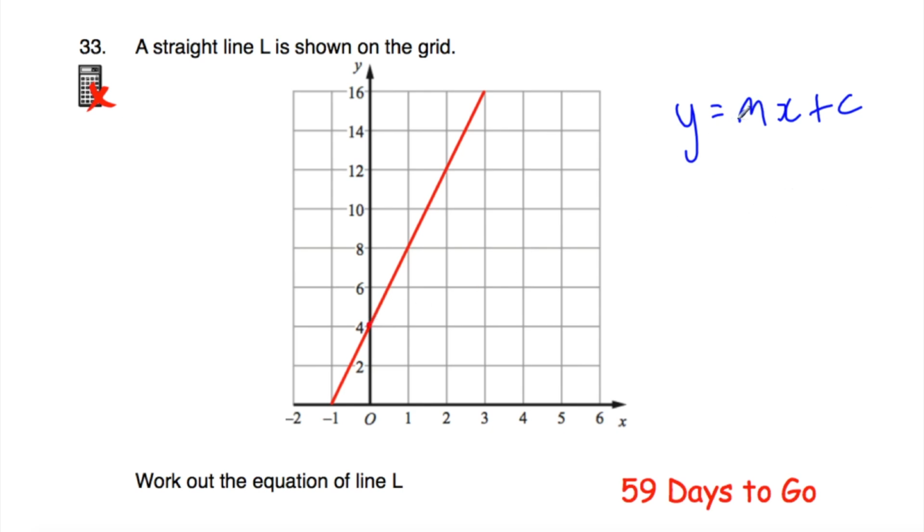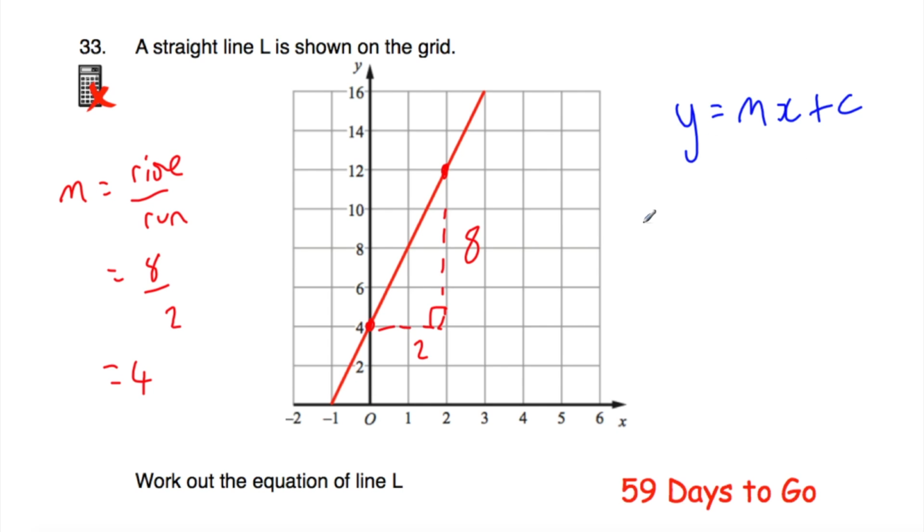Now in terms of the m, the gradient, let's find the gradient of the line. So let's choose 2 points on the line. I'm going to choose this point here, 0, 4, and I'm going to choose this point up here. So let's make our little right angle triangle. In terms of the run, we're going from 0 to 2, so the run is 2. And in terms of the rise, we're going from a height of 4 up to a height of 12, so the rise is 8. So the gradient m is equal to the rise divided by the run. The rise is 8, the run is 2, and 8 divided by 2 is equal to 4. So the gradient of this line is 4.